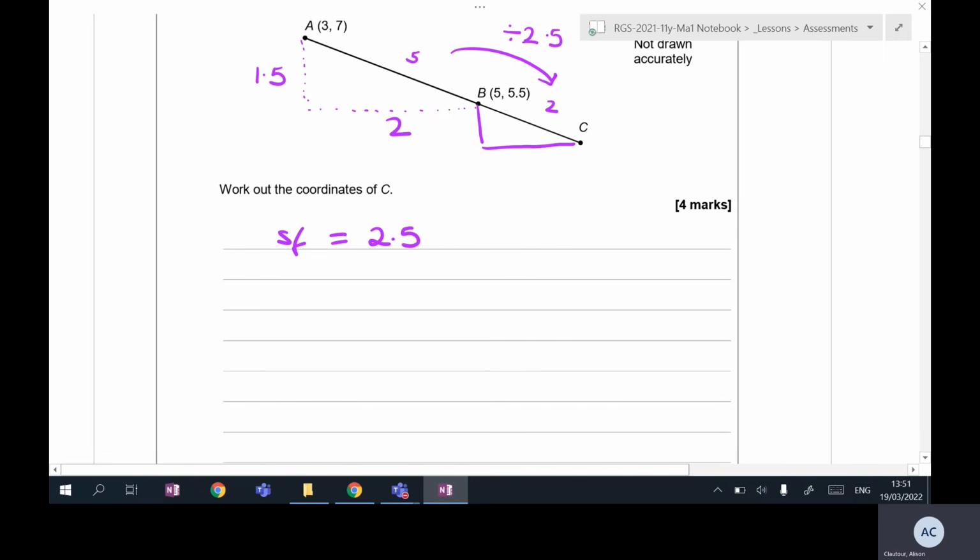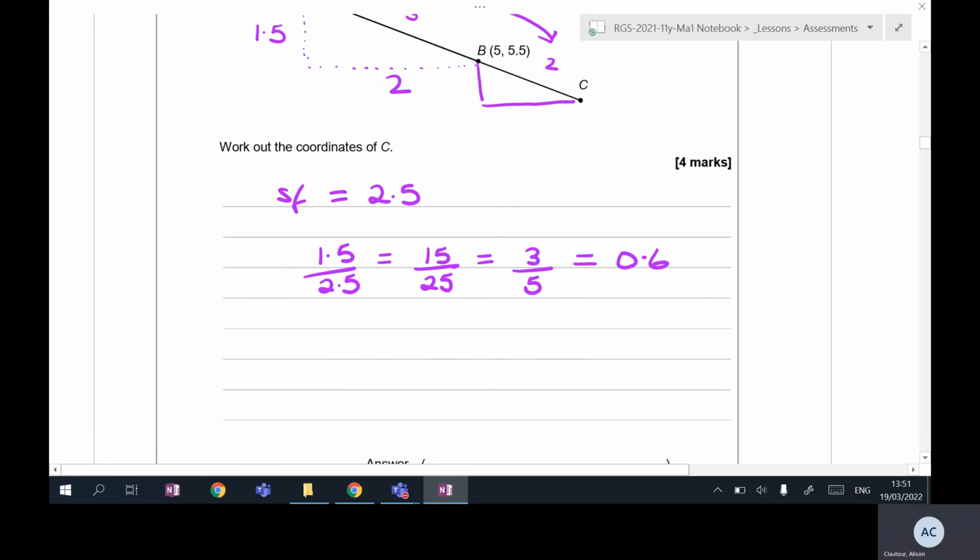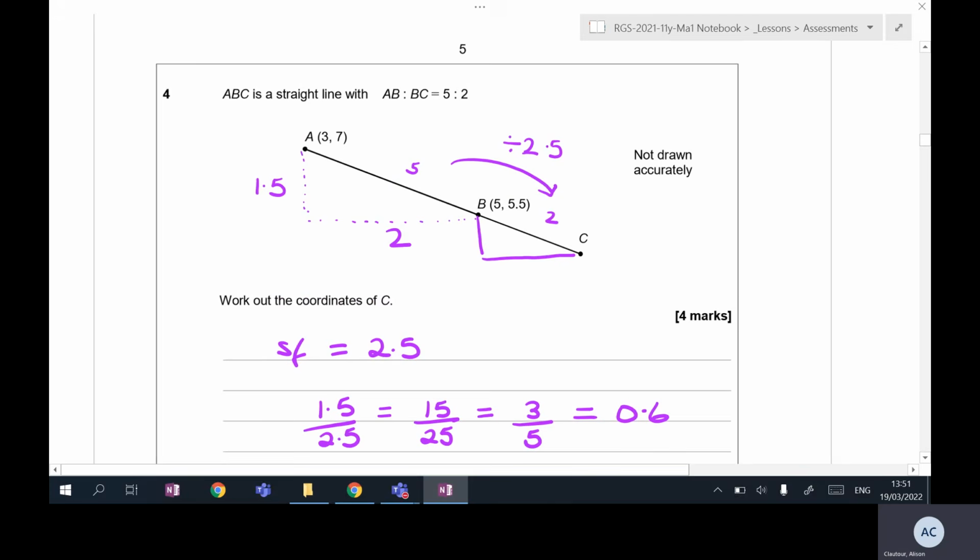So to get your difference in your y coordinates, we're going to have to do 1.5 divided by 2.5. So you might want to work in fractions, maybe slightly easier. So change it to a fraction by multiplying by 10 to make it simpler, and then divide by 5. So 3/5, or if you do prefer working in decimals, 0.6.